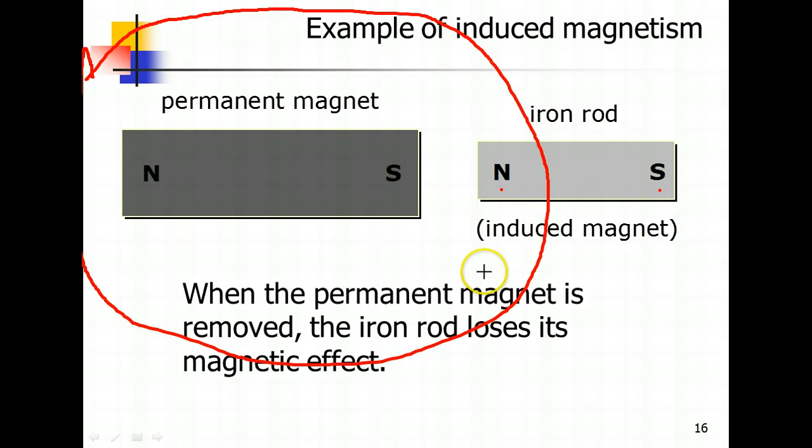Well, I think you have guessed it. If you move the iron rod away from the magnetic field of this permanent magnet, the iron rod will return to its normal self, meaning that it's no longer a magnet again. The north pole and the south pole will disappear.